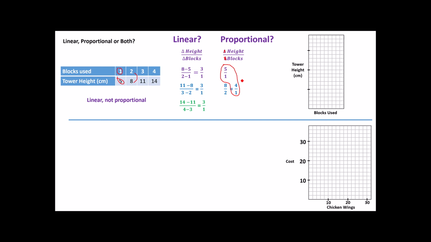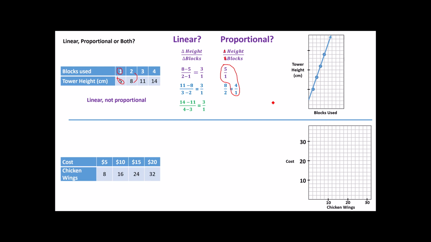Now I'm going to go one step further this time, and I'm actually going to graph these relationships on a coordinate plane. Notice that for one block, I'm going to go up to a tower height of 5 centimeters. Notice I'm at 1, 5. Then I'm going to go over to 2, 8. That's 2 blocks, 8 centimeters. I'm going to go with 3 blocks, 11. And 4 blocks, 14. Notice that because this is linear, when I graph those points, they all fall in a straight line. Not too bad, right?